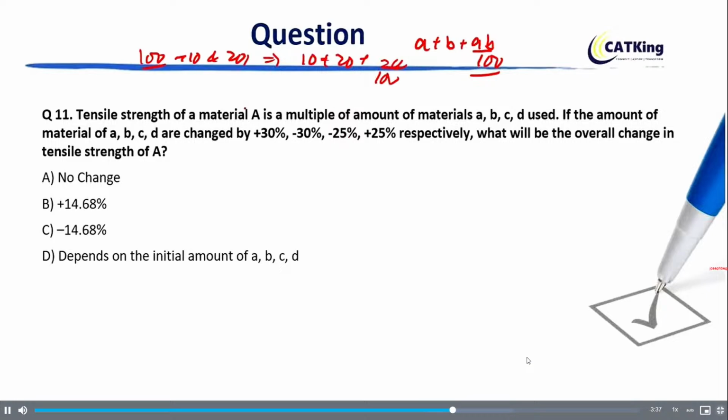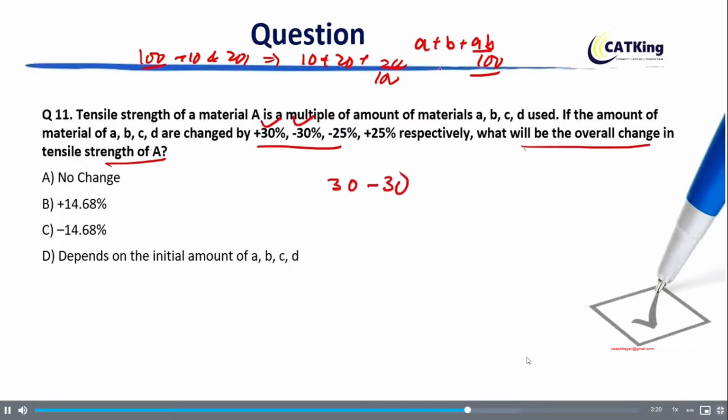Okay. So tensile strength of material A is a multiple amount of ABCD. Okay, fine. If the amounts of material ABCD are changed by these percentages, what is the overall change in tensile strength? So I have to find the overall change. Very simple question, guys. First, let's take this 30 and 30.